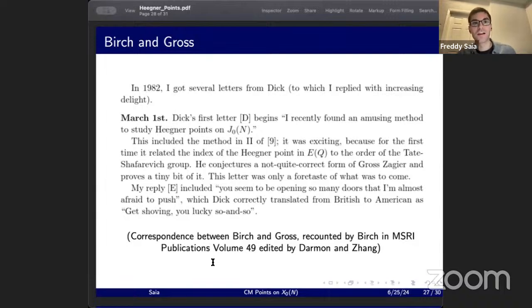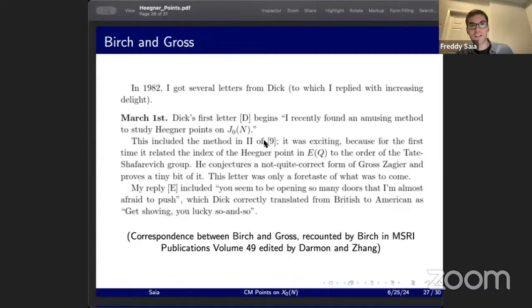So for example, Birch and Gross are corresponding, and Gross says that he's found an amusing method for studying Heegner points on the Jacobian of X_0(N). Right, so when you have a modular parameterization like this to an elliptic curve E, that elliptic curve E, at least up to isogeny, is occurring in the isogeny decomposition of the Jacobian, right? It induces a map from E to the Jacobian. And so this is kind of the vantage that Gross is taking here, talking about Jacobians.